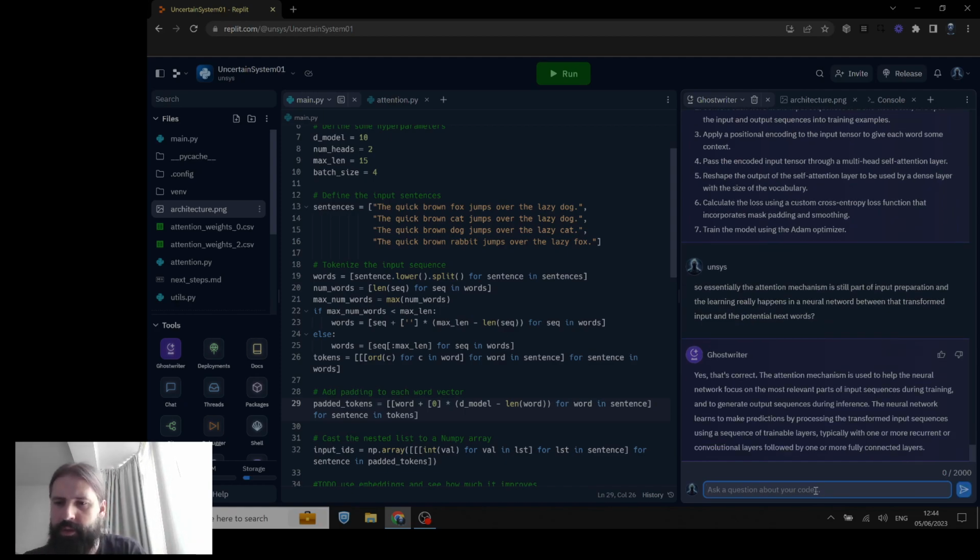So the attention mechanism is used to help the neural network focus on the most relevant parts of the input sentence during training and to generate output activities during inference. The neural network learns to make predictions by processing terms of input sequences and sequence layers.